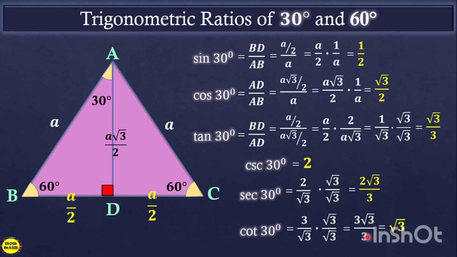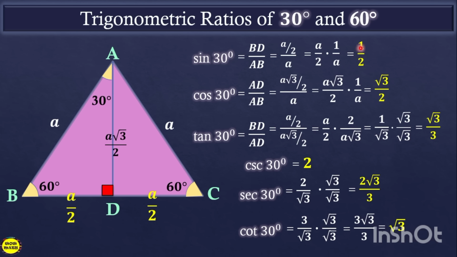So, pwede pa po natin itong makancel. So, ang final answer natin is square root of 3. Now, ito po ang trigonometric ratios for 30 degree angle. So, for sine 30, 1/2. Cosine 30, square root of 2. Tangent 30 is square root of 3 over 3. Cosecant 30 is 2. Secant 30 is 2 square root of 3 over 3. And cotangent 30 is square root of 3.